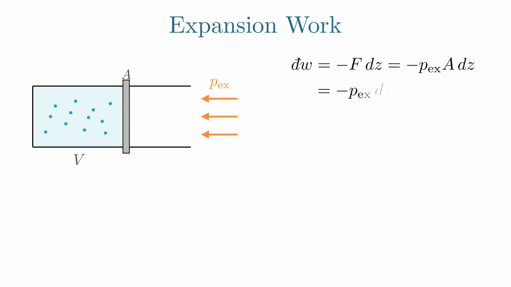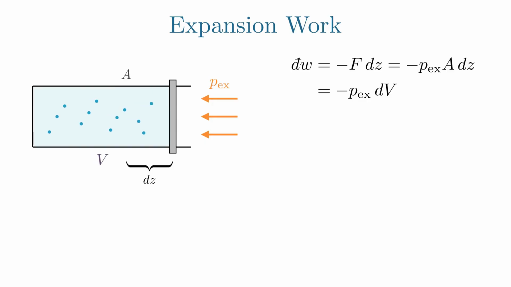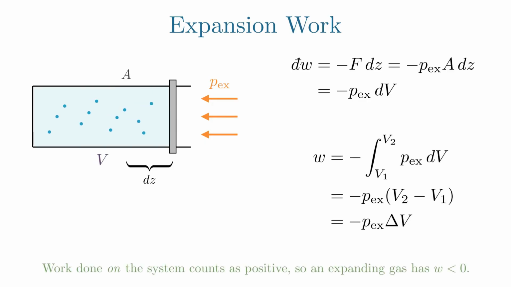We now consider expansion work. Suppose a gas is confined in a cylinder by a movable piston of area A. If the gas expands and moves the piston by a small distance dz against an external pressure Px, the work done on the gas is d-bar w equals minus F dz equals minus Px A dz equals minus Px dV, where F is the force exerted on the piston and dV is the small change in the volume of the gas. The negative sign reflects our convention that work done on the system is positive.